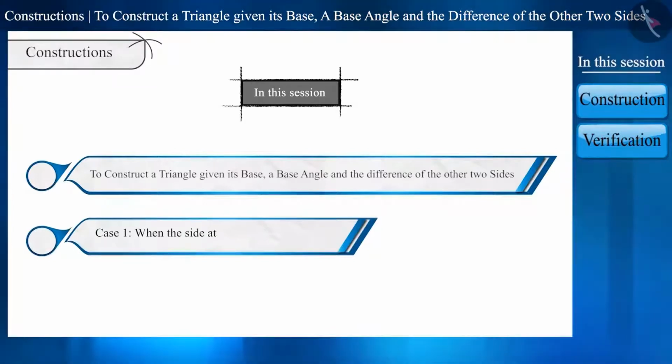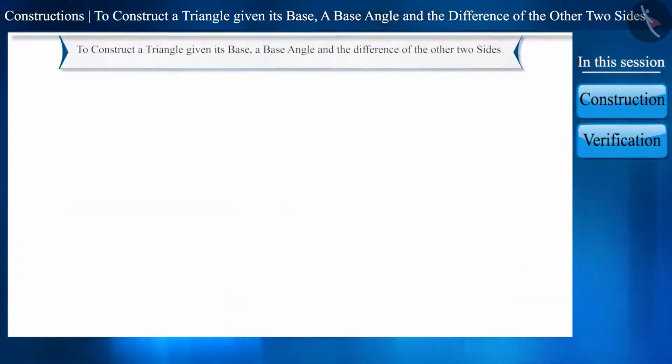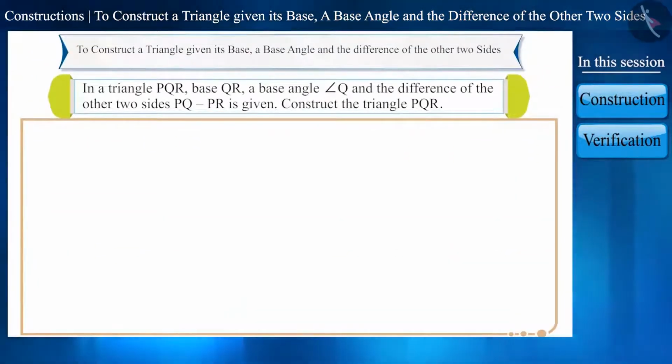Here, in case 1, we will see where the side constructed on the base angle is big. So let's see how we will construct a triangle with the given measures. For example, suppose we have to construct a triangle PQR, the length of whose base side QR is given, the measure of the base angle Q is given, and the difference of the other two sides PQ minus PR is given. Friends, can you tell what is the difference between PQ minus PR and PR minus PQ?